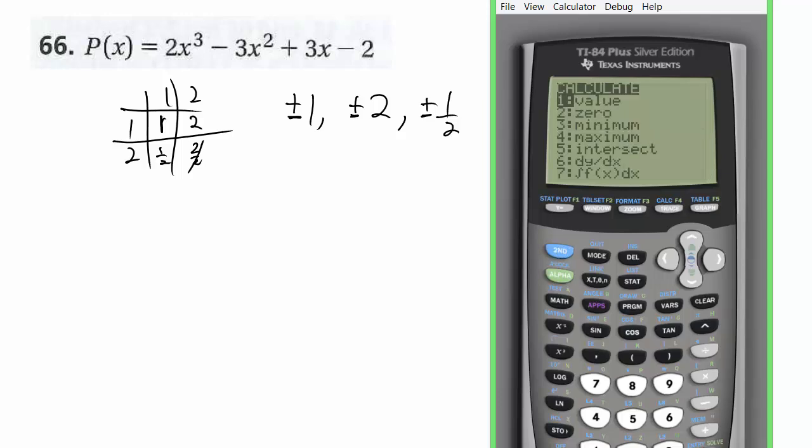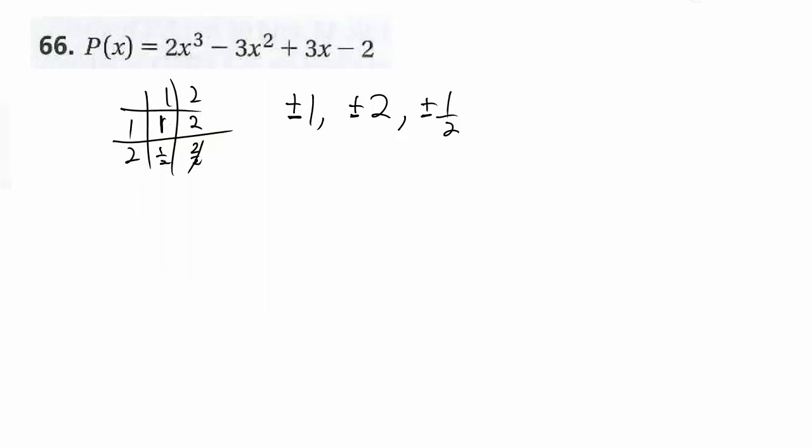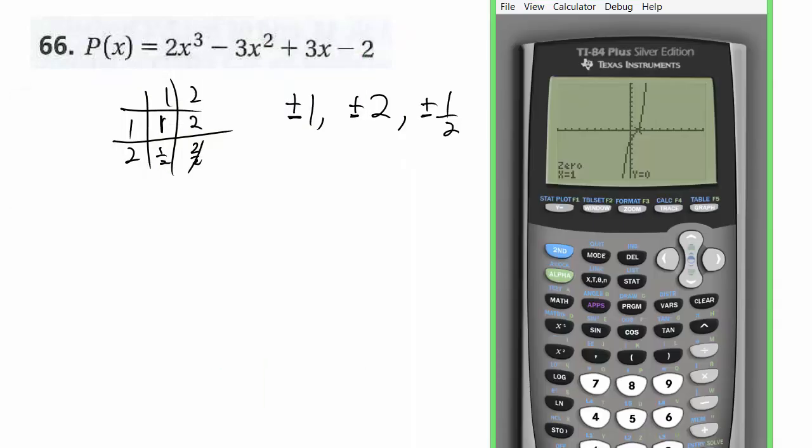And to confirm it, you can do second calc, 0. Left bound, just go left of the 0. It doesn't matter how far left you go. Go right of the 0. This is far enough right, but you can go further. There's nothing wrong with that. And you can confirm that the 0 is at 1. Well, the problem is there's only one real 0. The other 2 are imaginary, so we know that there's one real 0 at 1.